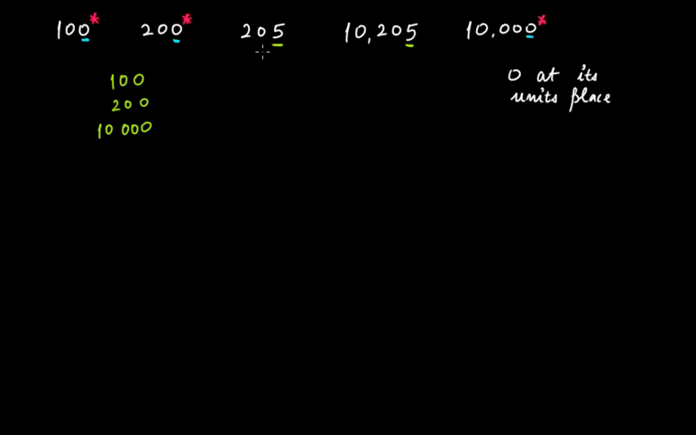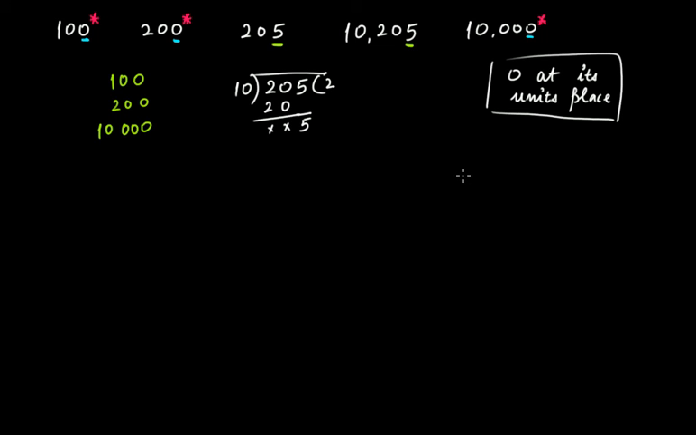And if you want to check for 205 and 10,205, you can do this. If you divide 205 by 10, then 10 times 2 gives 20, and you have 5 left. Now of course 10 is not a proper divisor of 205, because this will now go into decimals. So 205 is not divisible by 10. Similarly for 10,205.